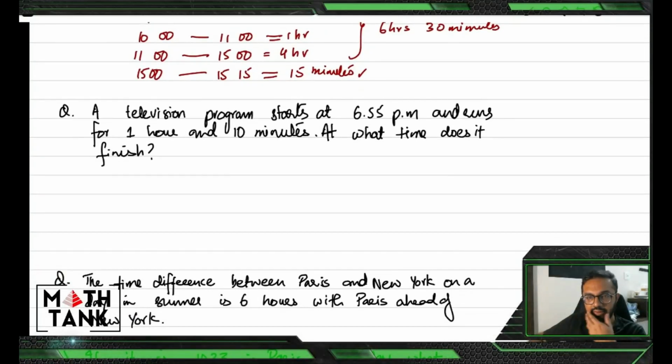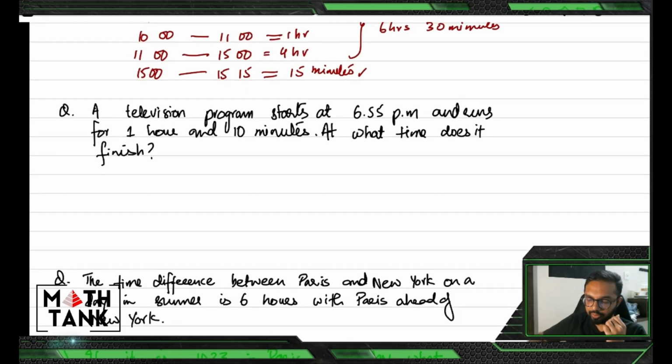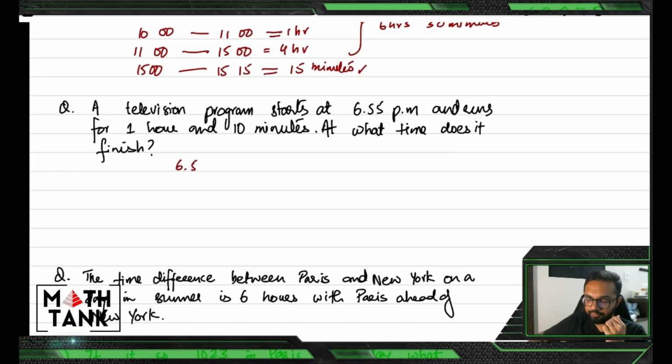Now this is the same kind of question on a 12-hour clock. It says the television starts at 6:55 p.m. and runs for 1 hour and 10 minutes. What time does it finish? So again, I'm going to say that first I'm going to 6:55 plus 1 hour. So that gives me what? It gives me 7:55 p.m.